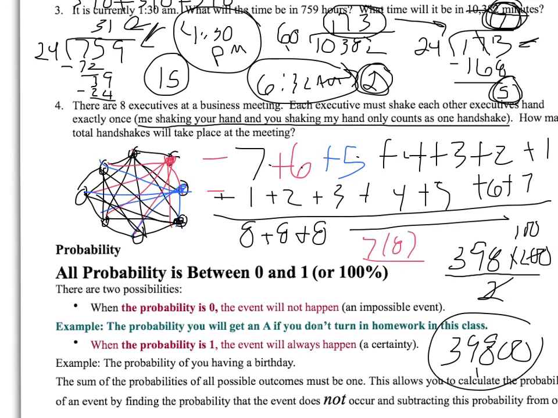But because we have the 2 strings of numbers, we have to divide by 2. So 8 divided by 2 is 4, and 4 times 7 is 28. So there are 28 total handshakes at that meeting. Hopefully that made sense to you, and I'll see you back here for probability.